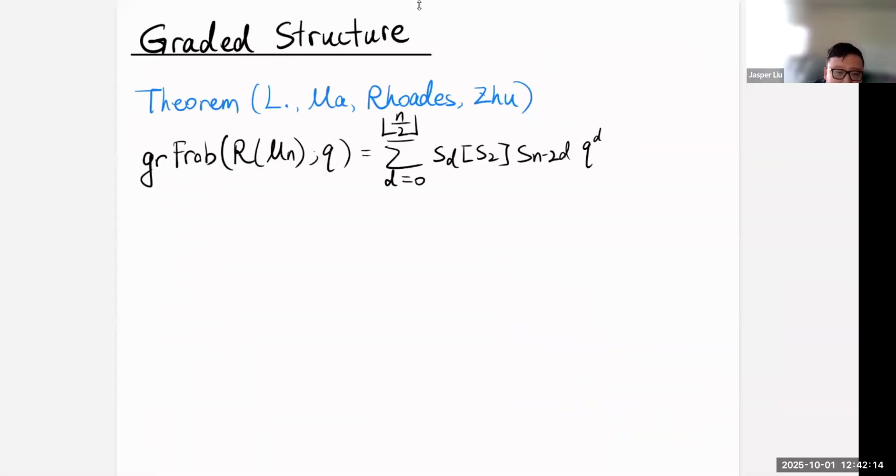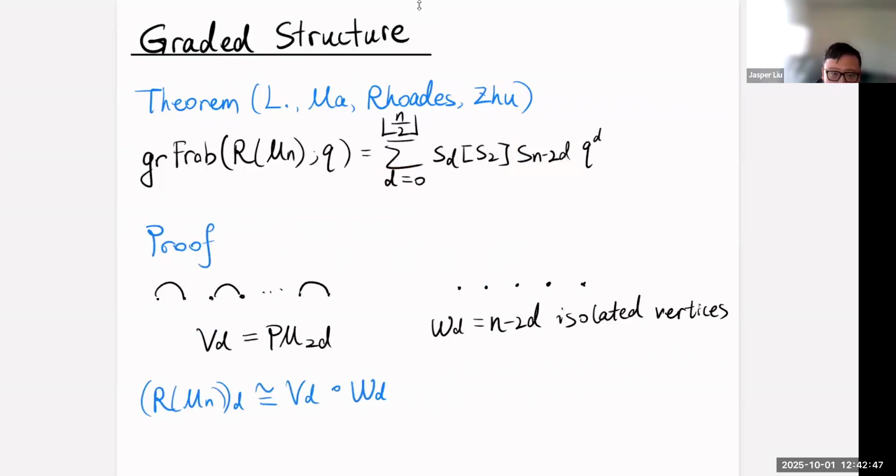And we also want to know the graded structure, and the result looks like this. If we look at the degree d part of this orbit harmonics quotient corresponding to involutions, the Frobenius image will be s_d[s_2], this is a plethysm, times the Schur function corresponding to the one-part partition of size n minus 2d. And I will show you where this came from.